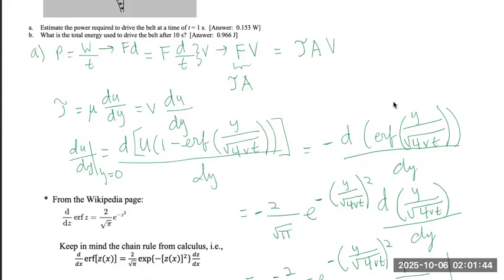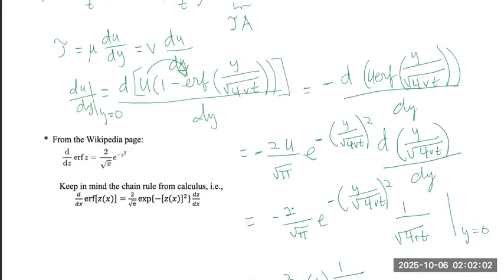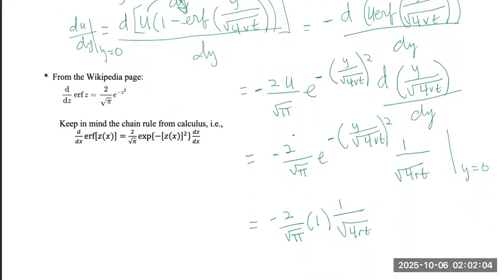Oh, and here I forgot something. We actually distributed the U into the error function, so we just have to multiply this whole thing by U. We can just add a U over here, and over here, and over here.